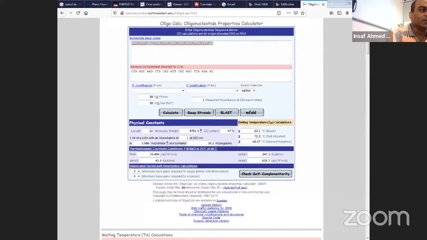So what will happen when you amplify? Now your gene will have the extension of this. It will have the additional nucleotides along with the restriction sites. So this adapter region you will get, and the TM is almost 59 and 63, so you can perform PCR at around 55. So this is a way to design primers manually.